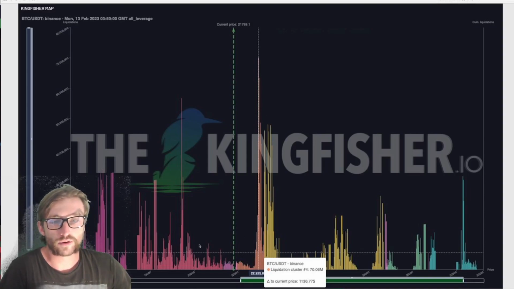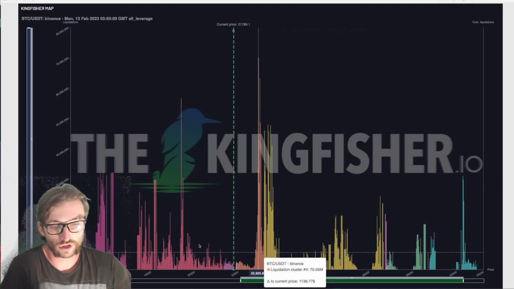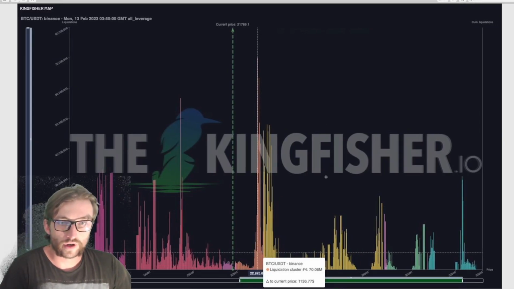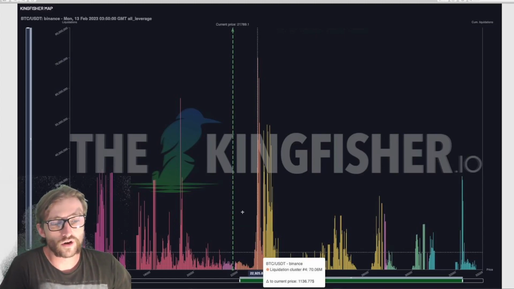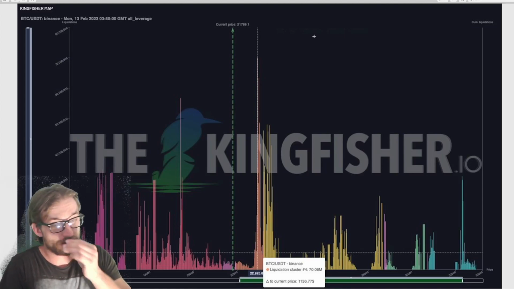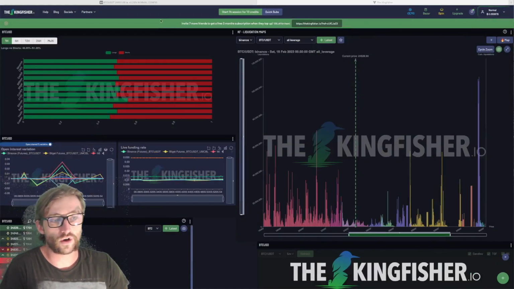So basically when the price moves to these liquidation clusters, people are forced out of their positions. Their stop losses have been hit, or they're forced to liquidate, or they're forced to add more to their position. Therefore, throwing oil on the fire and sending it even further. Now, this also added very highly to our bullish bias back when the price was at 21,789 on the 13th of February.